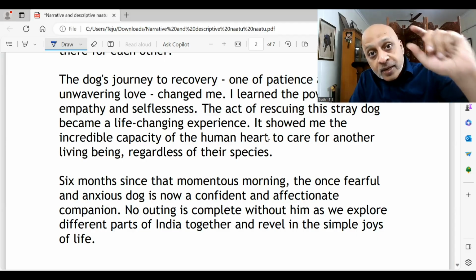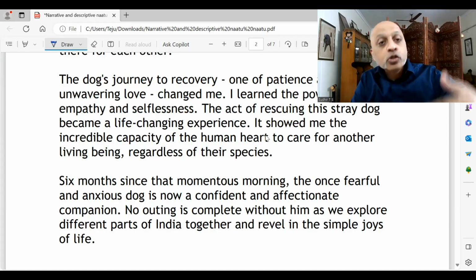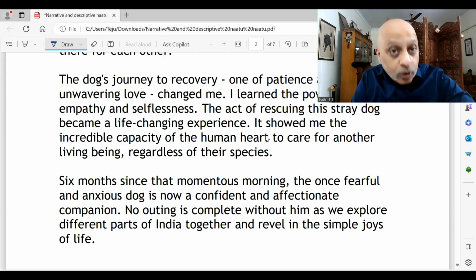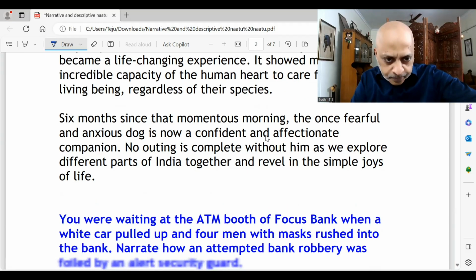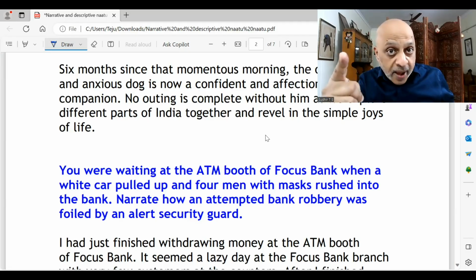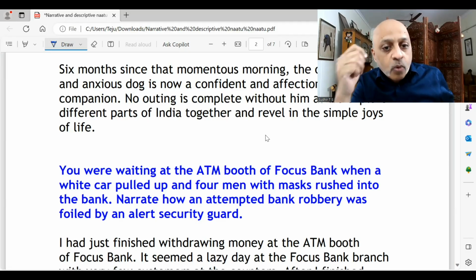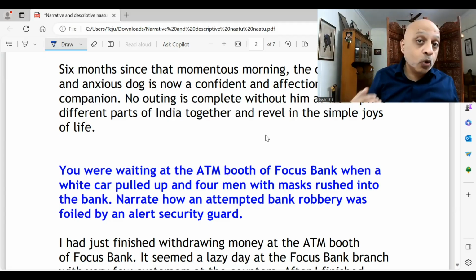Let's now move to essay number 2. I've chosen two different kinds of essays so that you get an idea about what kind of topics come and what your approach ought to be. This is one of the PYQs, if I remember right. You were waiting at the ATM booth of Focus Bank when a white car pulled up and four men with masks rushed into the bank. They are robbers. Narrate how an attempted bank robbery was foiled by an alert security guard.